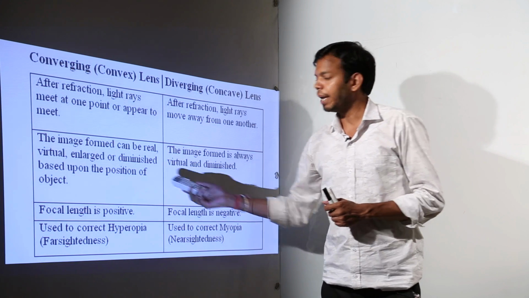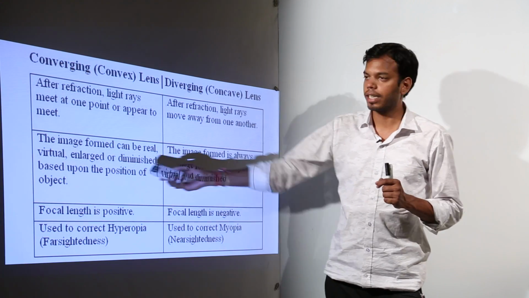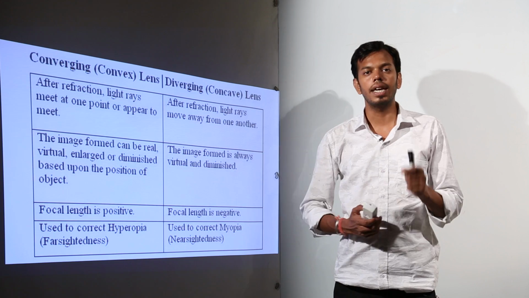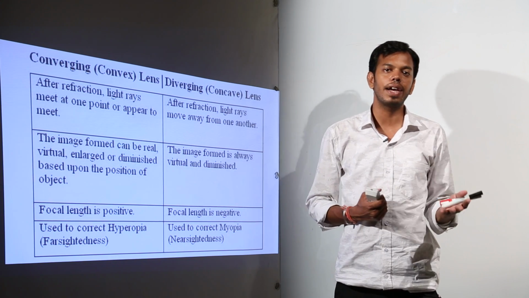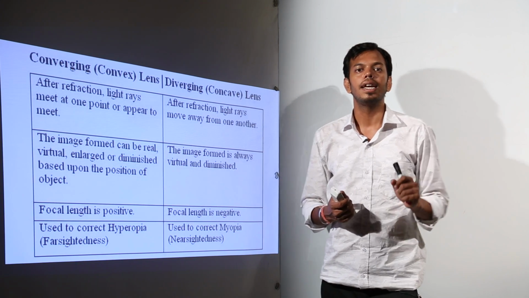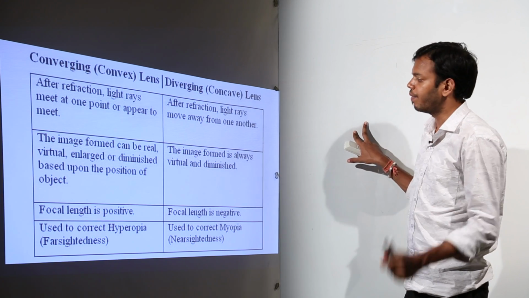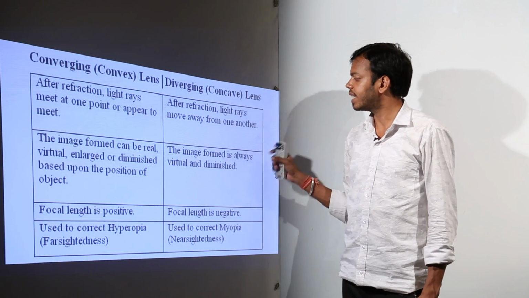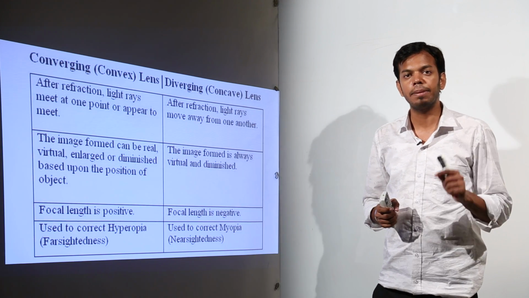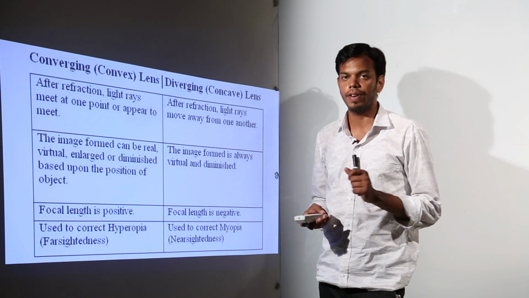The image formed can be real in case of a convex lens. Write out the point: the image formed can be real, virtual, magnified, diminished, everything. They all depend on the position of the object, whereas in a concave lens the image formed is always virtual and diminished. This is a very important point.